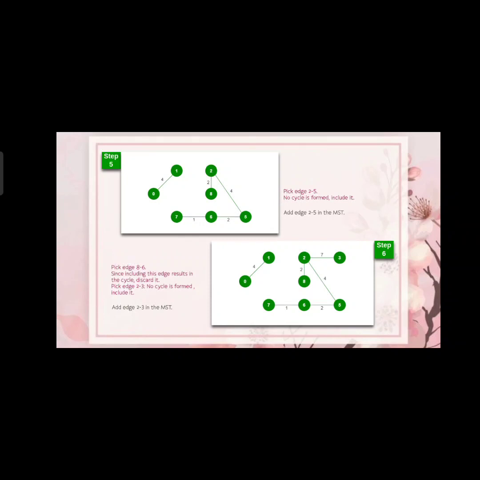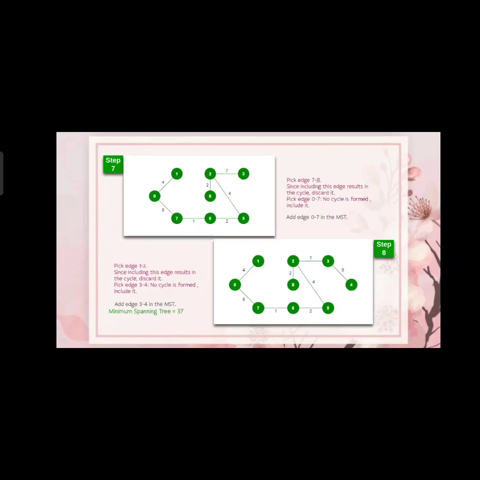Next, pick the edge 2 to 3. We pick 2 to 3 because it does not form any cycle, so we are including it in the graph. Seventh step, we can see 7 to 8. If we include 7 to 8, it will form a cycle, so we are discarding that edge and moving on to the next. We are adding 0 to 7 because it does not form any cycle, and the weight of 0 to 7 is 8.